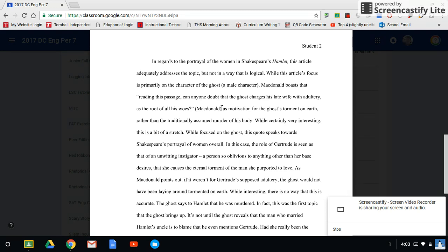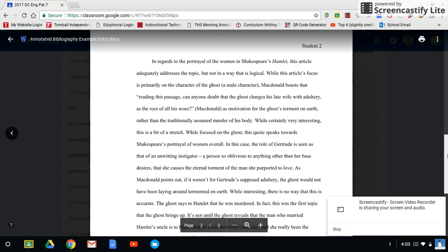So basically what this article is saying, and what this quote I've used is saying, is, look, it may be talking about the ghost, but it's blaming the women, specifically Gertrude, for the ghost's problems. Now, you've read Hamlet, I've read Hamlet. We both know that really the ghost says that Claudius is to blame for his problems.